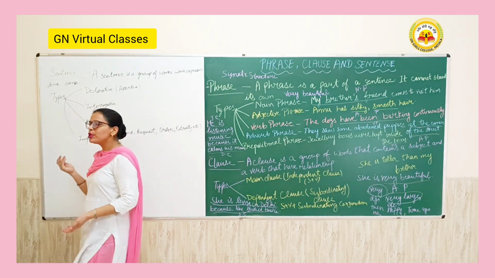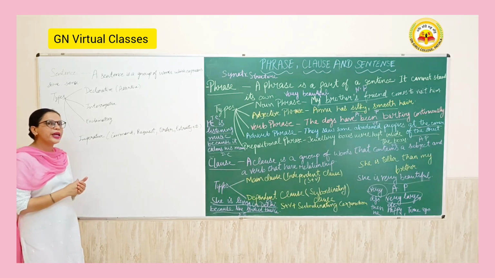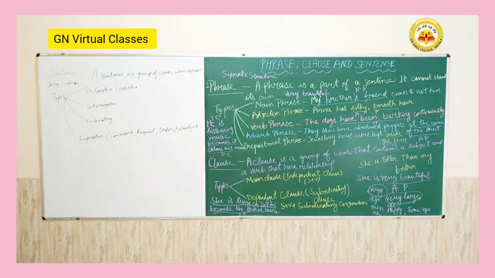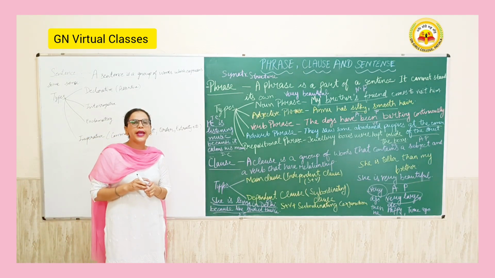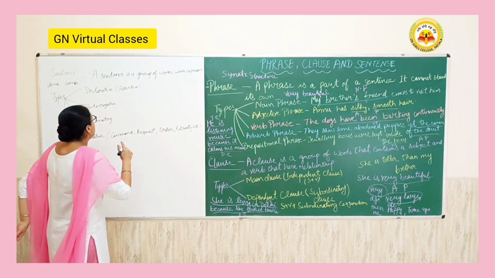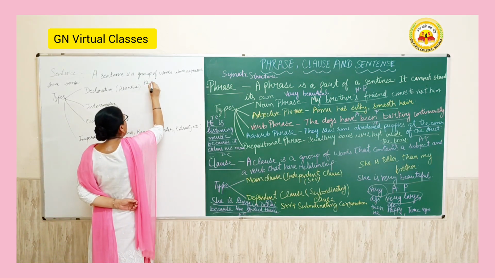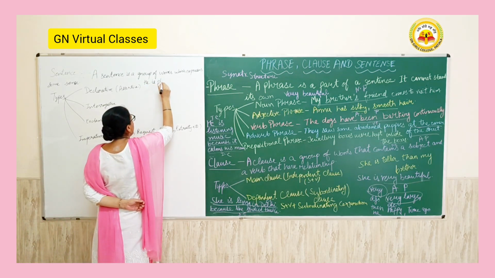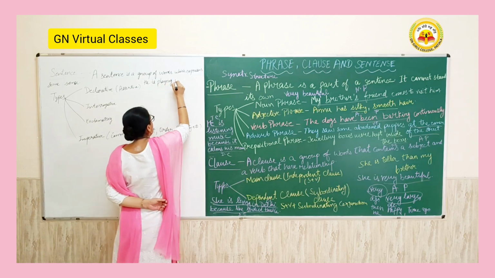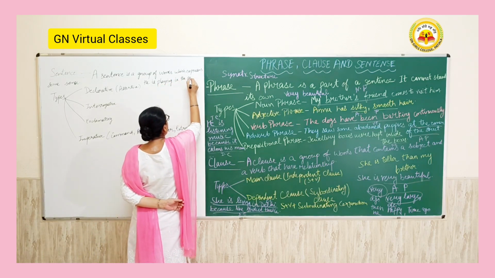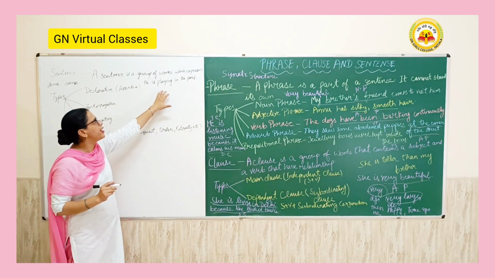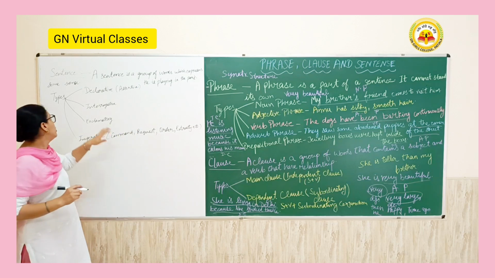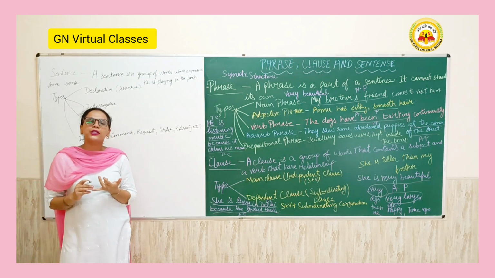Now I move forward to sentence. What is a sentence? A sentence is a combination of words which make or express sense. So this is called a sentence. Like, he is playing in the park. He is playing in the park is a sentence. It makes sense. So there are four types of sentences.